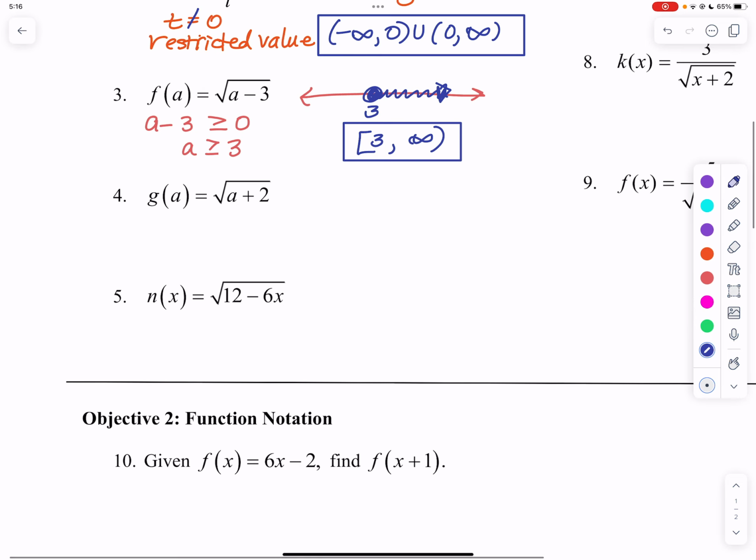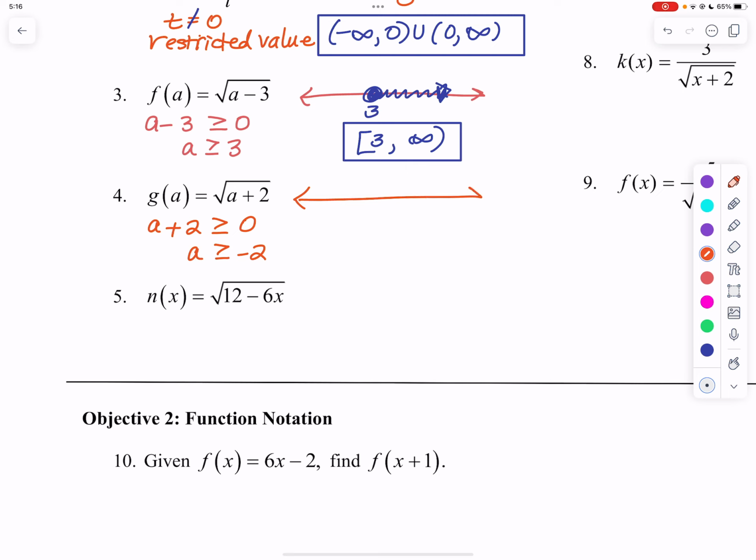Okay, let's do the same thing here when we have a square root. What we're going to do is say a plus 2 needs to be greater than or equal to 0. Subtracting 2 from both sides, we need a to be greater than or equal to -2. So going ahead and making a number line, we can see that negative 2 and everything greater. So we have negative 2 to positive infinity, and that is our domain.